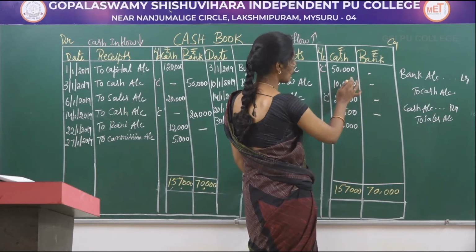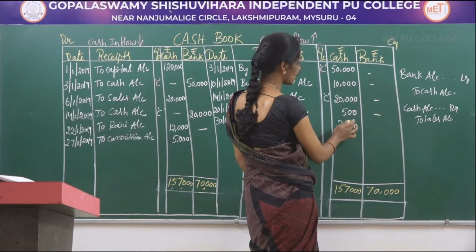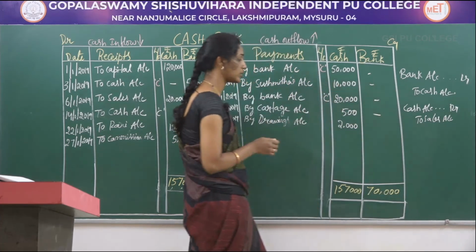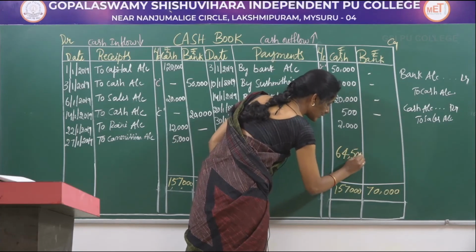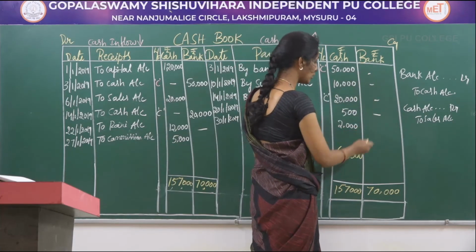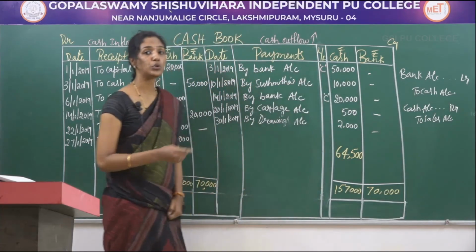1,57,000 minus 50,000 minus 10,000 minus 20,000 minus 500 minus 2,000 comes to 64,500. And coming to the bank column, there is no payment done through bank.